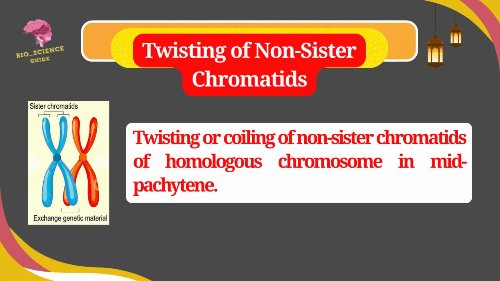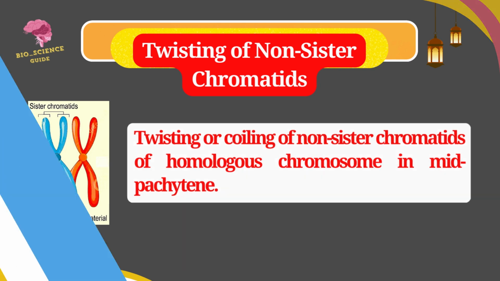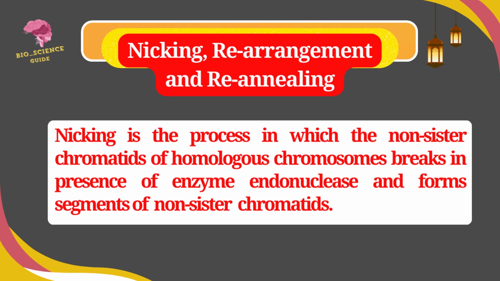Twisting of non-sister chromatids. Twisting or coiling of the non-sister chromatids of the homologous chromosomes is found in the mid-pachytene phase. Nicking, rearrangement and re-annealing occur in the late pachytene phase. Nicking is the process in which the non-sister chromatids of homologous chromosomes break in the presence of the enzyme endonuclease. It forms segments of non-sister chromatids.